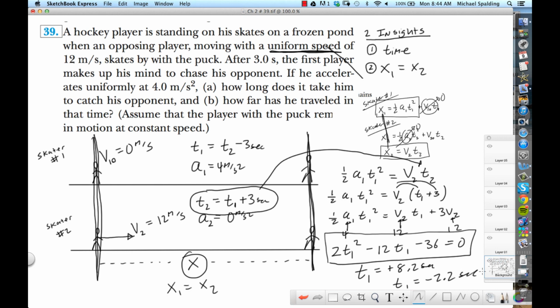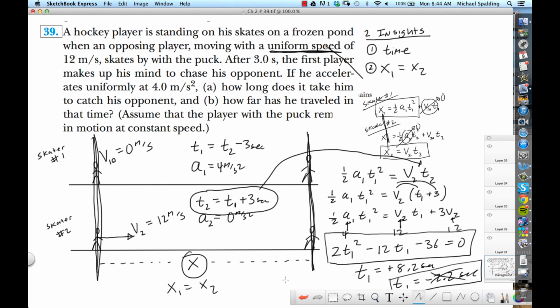Which answer is not the correct one? The negative one. Time is not going to be negative. So this is not the answer. The time of travel for skater number 1 is 8.2 seconds. And that's what they're asking for in part A. How long does it take skater 1 to catch skater 2? It takes 8.2 seconds.